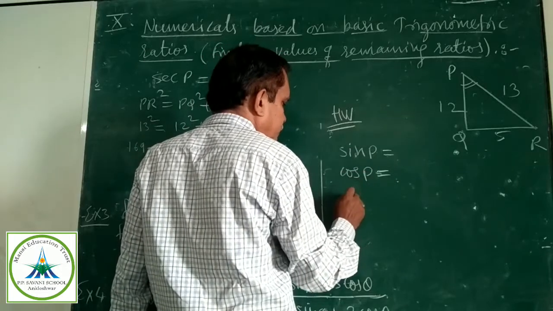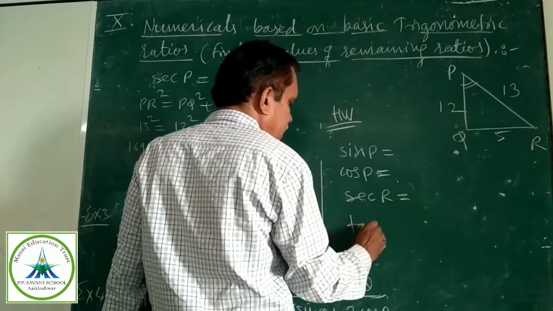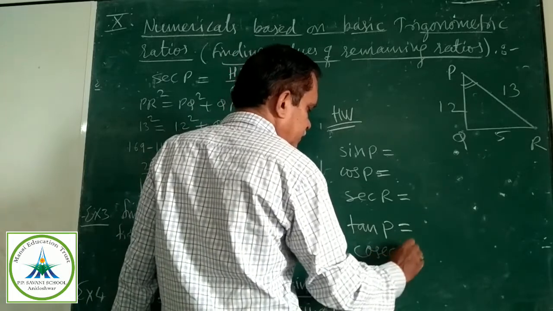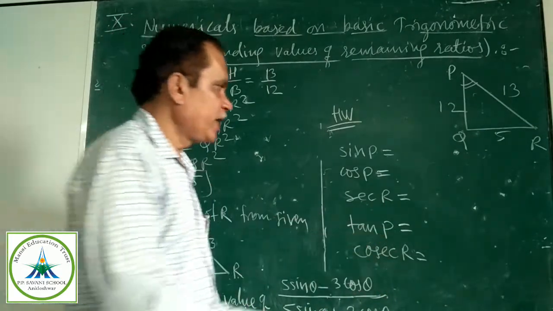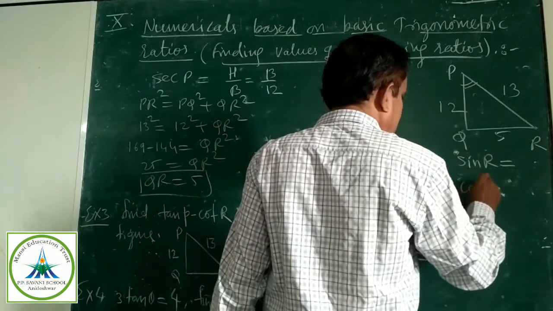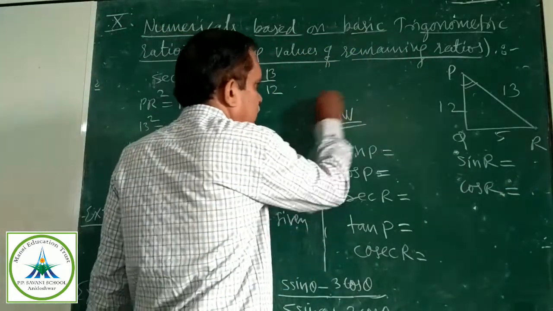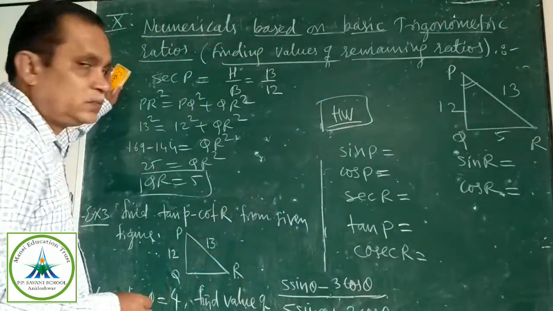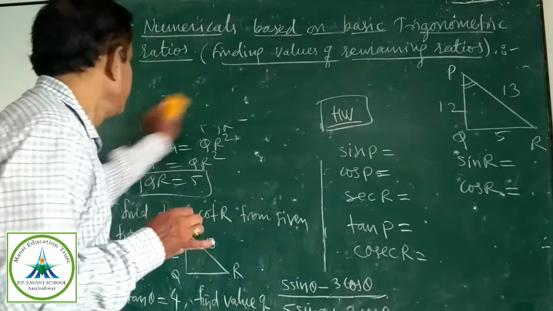This is for you. See, I have changed the letters to R. Okay. This is homework for you. Very important. You can do it. Okay, very good. Now see. Ready? Understood? Very good.